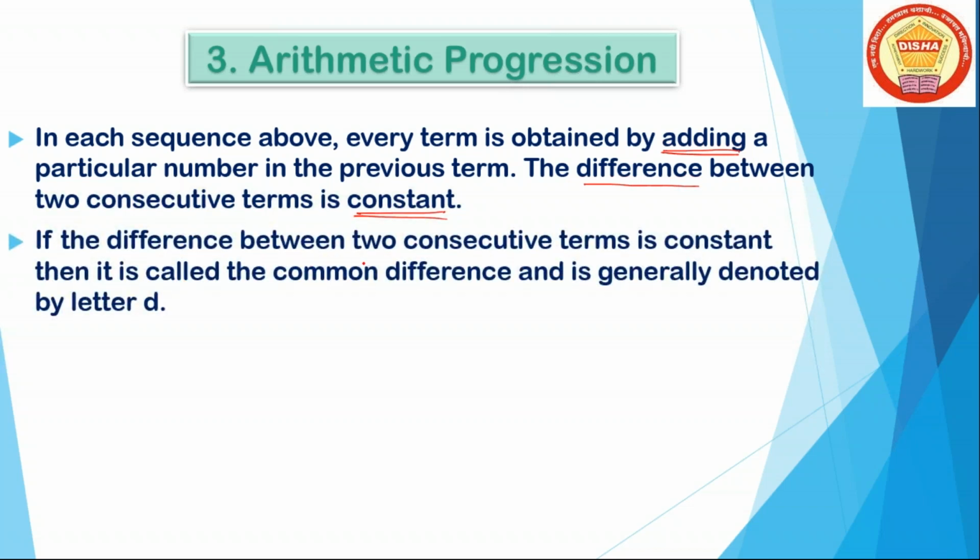If the difference between two consecutive terms is a constant, then it is called a common difference. What do we call this? It is called a common difference and it is denoted by D. D is the common difference that we obtain by subtracting the previous term from the next term, and the common difference remains constant in an AP. In an AP, each term is obtained by adding a particular number.